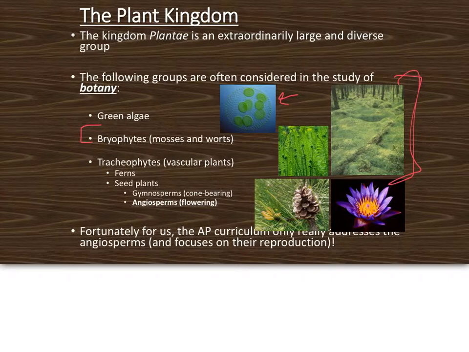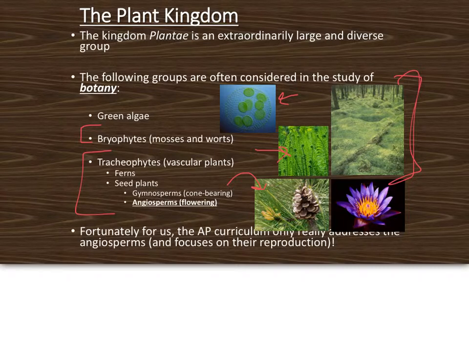Third group then are the tracheophytes. And trachea, right, like the trachea that you have in your throat, your airway, it basically means tube. So a tracheophyte is a plant that does have a vascular system. It does have a series of tubes that it can move fluids and nutrients around with. So the tracheophytes would include the ferns, and then it would include two big groups, which are the gymnosperms, or cone-bearing plants, the conifers, evergreen trees.